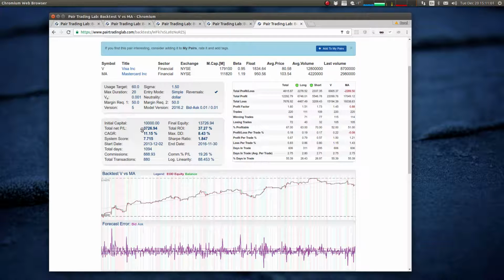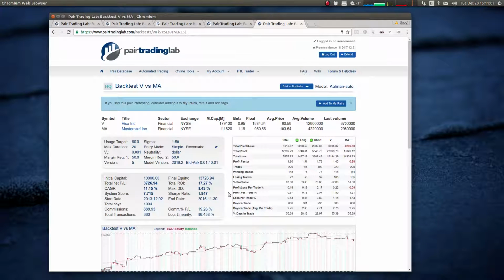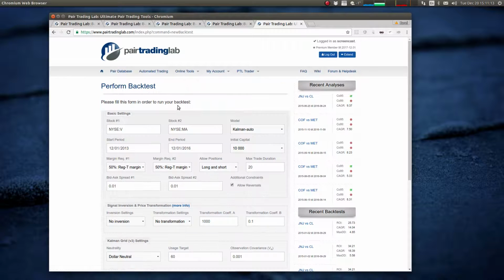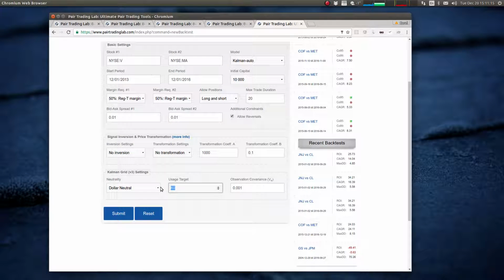And you can see the performance is quite nice, considering it spent only 50% in position. So we can also try to boost it a little bit. Let's put 70.